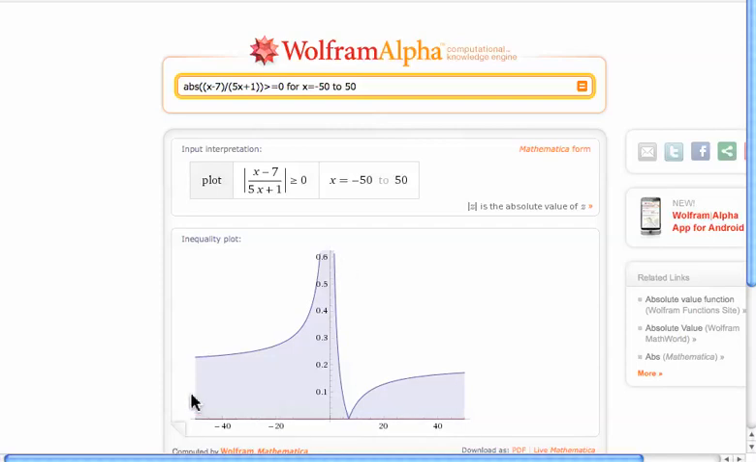So again, we have negative infinity to negative 1/5, where x can't be negative 1/5. Then from negative 1/5 to positive infinity, it's always true. All right, hope that helps.